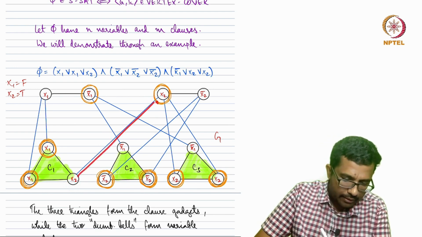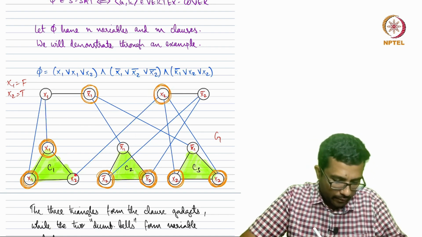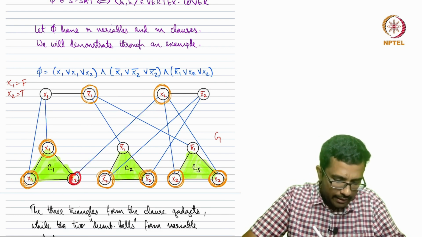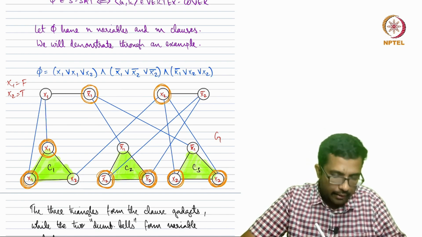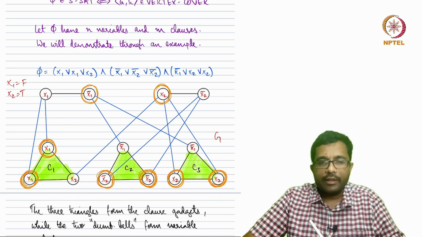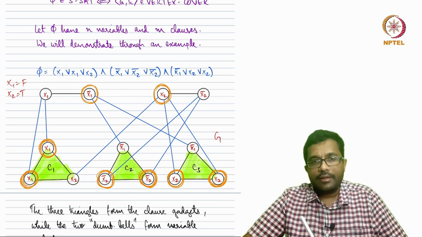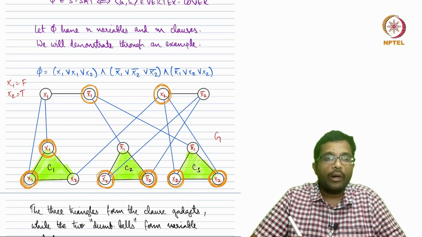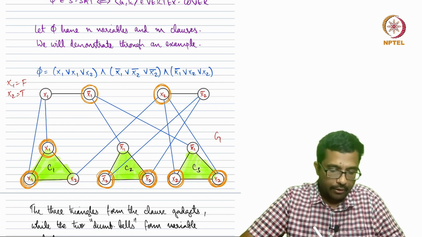This edge is covered because this x2 is covered, and in a general setting we have one edge that is to be covered. But how was this vertex x2 in the clause gadget chosen to be not included in the vertex cover? This was chosen to be not included because it was a true literal, right. In every clause we looked for one literal that is true. So this was a true literal, and hence it was not part of the vertex cover.